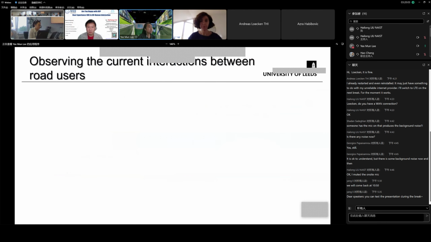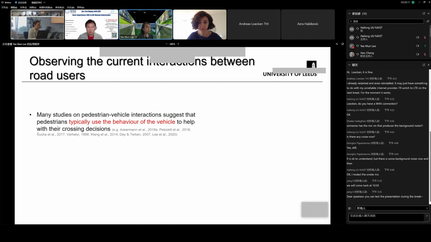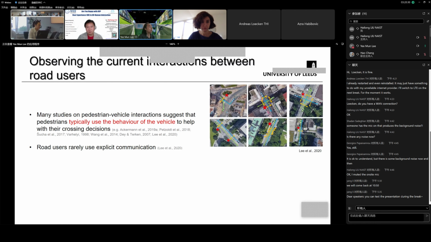Right, so we started our work trying to observe what is going on in the current interactions between road users. A lot of studies, not only ours, found that we typically use the behavior of the vehicle to help make crossing decisions. Basically, you can see that road users pretty much just move around each other, and there isn't much explicit communication that we are able to observe.